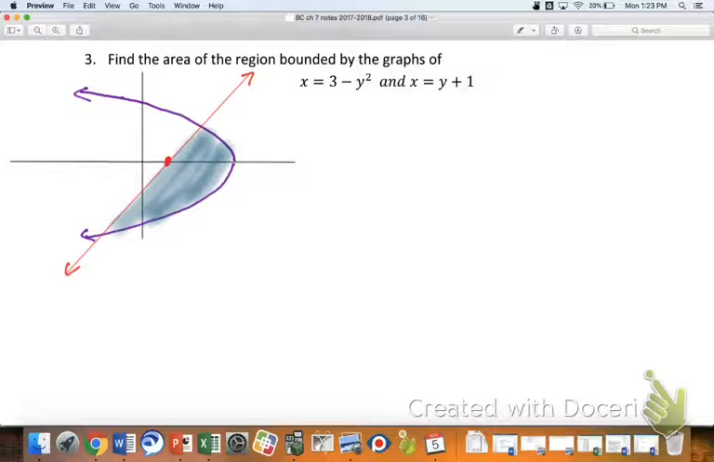This is actually a pretty worthwhile exercise. What if someone looked at this and they said, you know what? I would like to use a vertical representative rectangle that is dx wide. This would actually be doable. It would not be the best way, in my opinion, but it would be doable. So here's what somebody could do. They could say, all right, the area equals the integral from, did you guys figure out that intersection point?